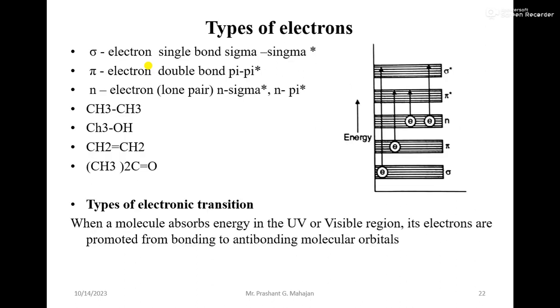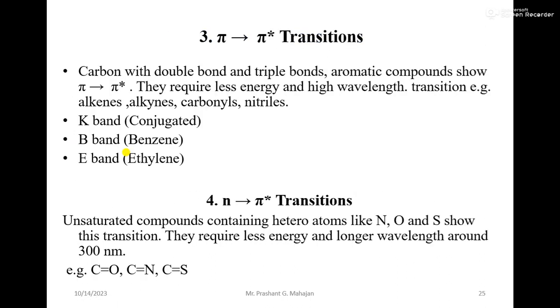Second transition, that is pi to pi star. That means the double bonded compound, that is the transition is occurring from pi to pi star. So this is the second transition, that is pi to pi star. So you can say that unsaturated compound, that is compound having double bond, triple bond or aromatic compound, are showing pi to pi star transition. So the energy required is less in case of the alkenes, alkynes, carbonyls, and nitriles.